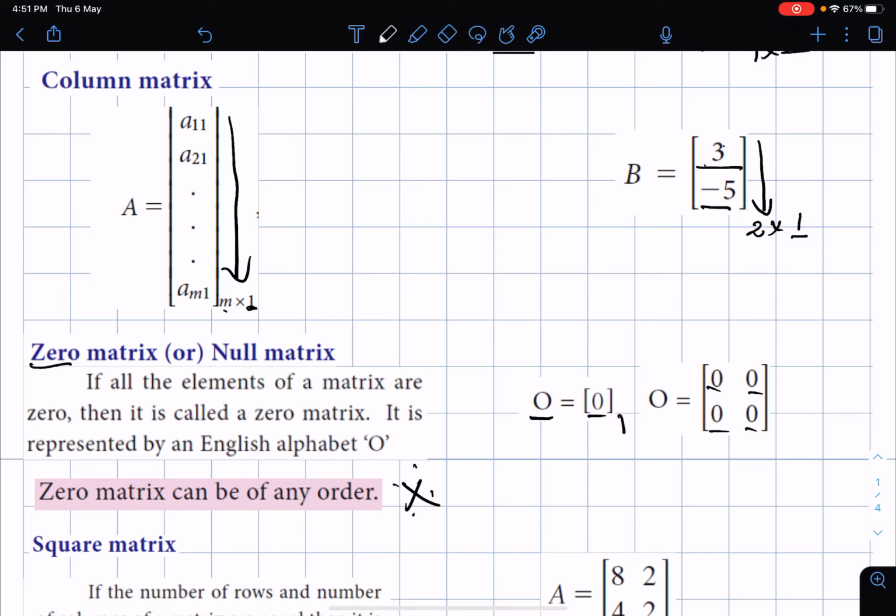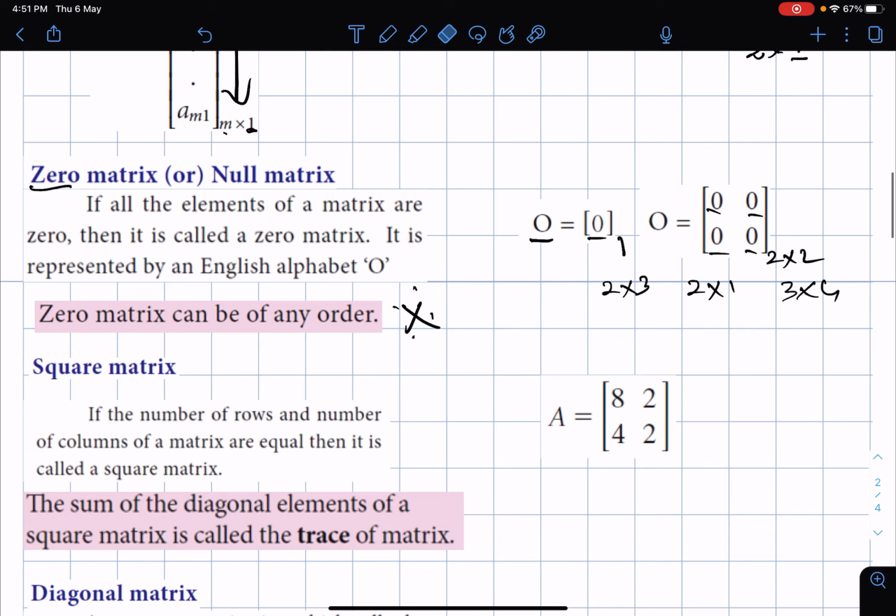One more important note they have given is zero matrix can be of any order. This is of order 1, this is of order 2, or it can be 2 into 3, or it can be 2 into 1, or it can be 3 into 4, any order. It need not be a square matrix or whatever it is. So this can be of any order.